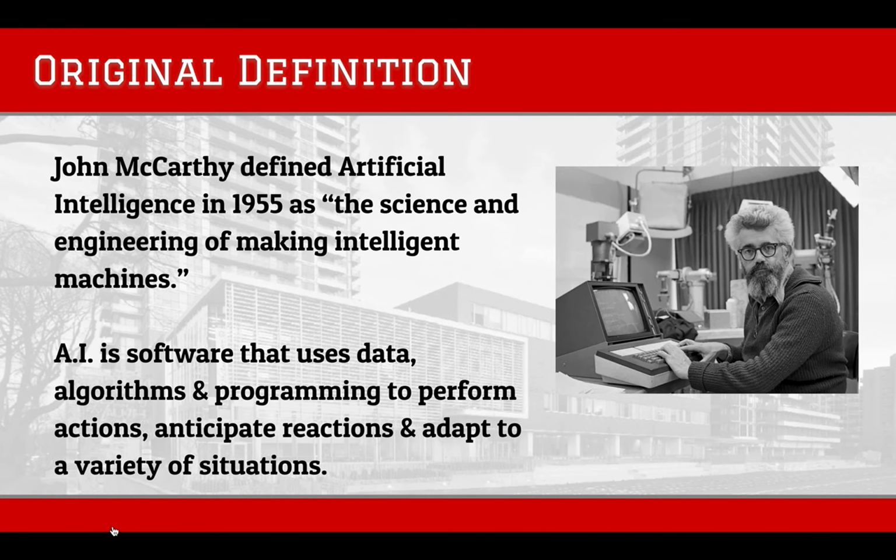So it's our definition of artificial intelligence. It was initially defined by John McCarthy, one of the first researchers, as the science and engineering of making intelligent machines. And the idea is it's software that uses data, algorithms, and programming to perform actions, anticipate reactions, and adapt to a variety of situations. And some of the cases we were looking at, Deep Blue and Watson, it's a game.